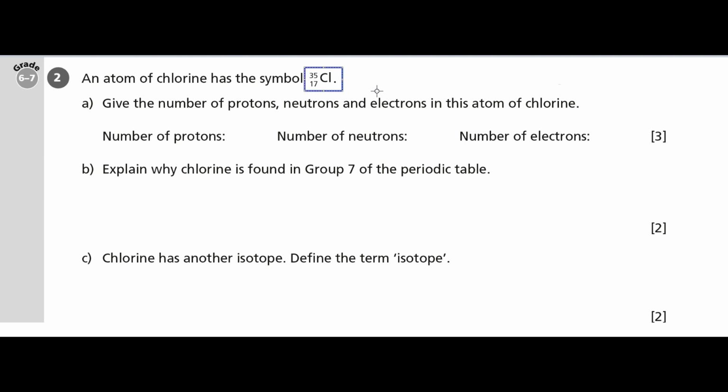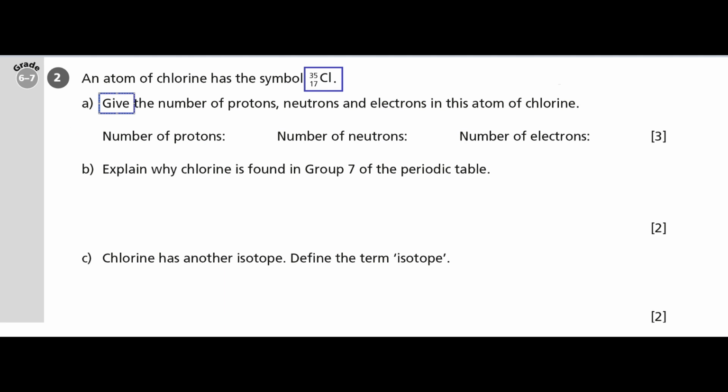Let's look at the first part of the question. Give the number of protons, neutrons and electrons in this atom of chlorine. Let's draw a box around the command word. It's give. What does give mean? They want me to state simply the number of subatomic particles. They don't want a description or an explanation.